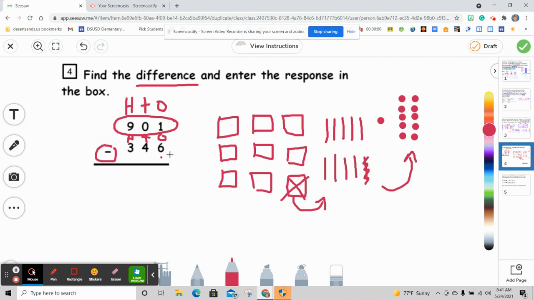Now I can take away the 6 ones. So I'm going to start with my lonely one. I always like to do the lonely ones first because then I can forget it. So that's 1.